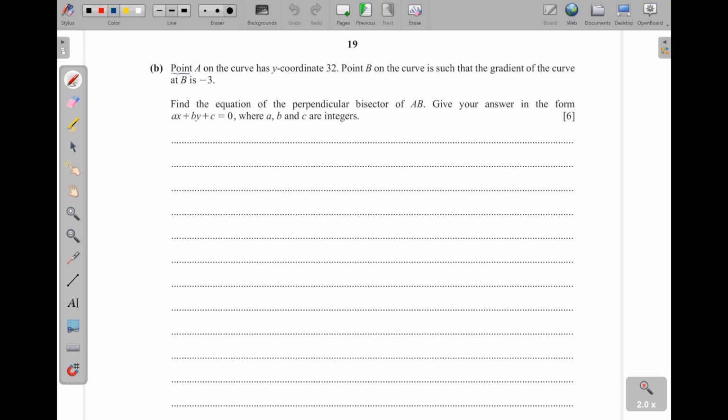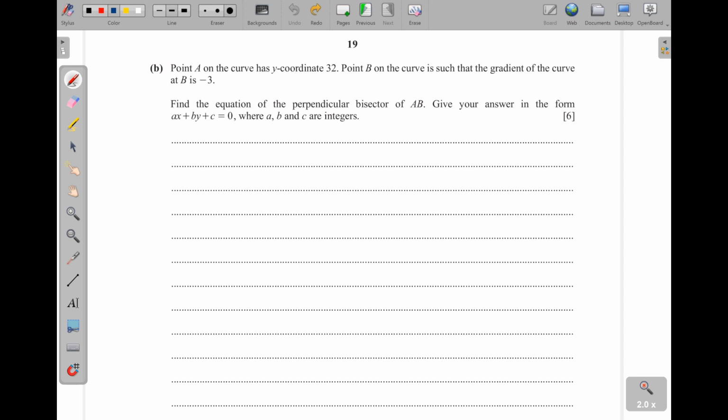Part B: point A on the curve has y-coordinate 32. Point B on the curve is such that the gradient of the curve at B is negative 3. Find the equation of the perpendicular bisector of AB. Give your answer in the form ax plus by plus c equals 0, where a, b, and c are integers. That means we need to get the coordinates of A and B, and we know that a perpendicular bisector passes through the midpoint of that line segment.